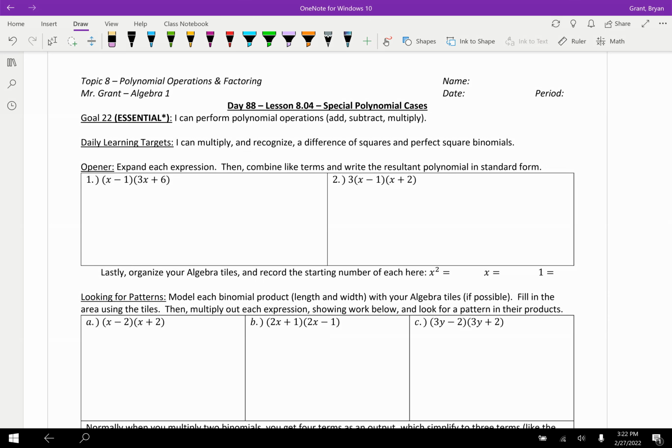So this is really going to be the last day that we focus on Goal 22, and then starting on our next lesson, Lesson 8.5, we're going to finally move on to Goal 23, which is all about division of polynomials, or more commonly known as factoring.